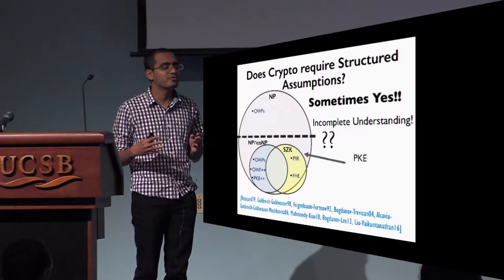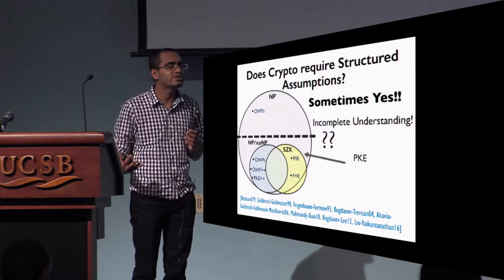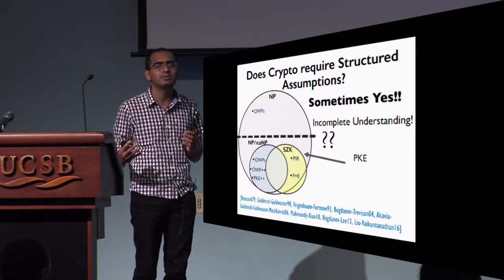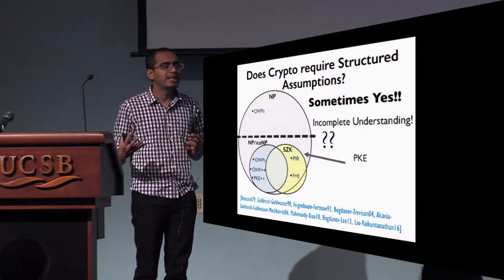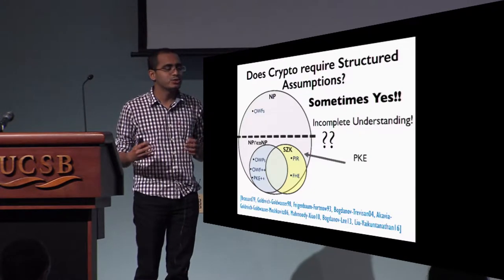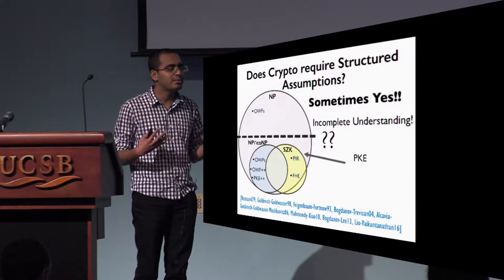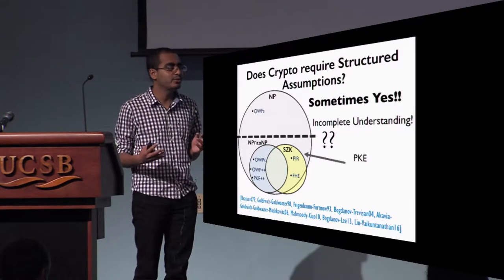Let's take the case of public key encryption. We don't actually know if public key encryption implies hard problems in these classes. Given that public key encryption is usually based on assumptions which imply hard problems in these classes, it would seem the case, but we don't actually know.